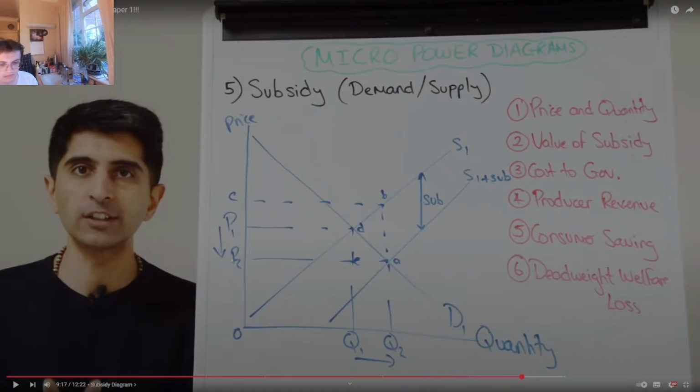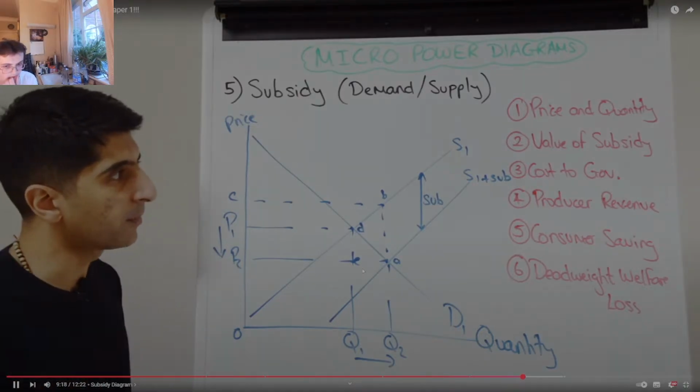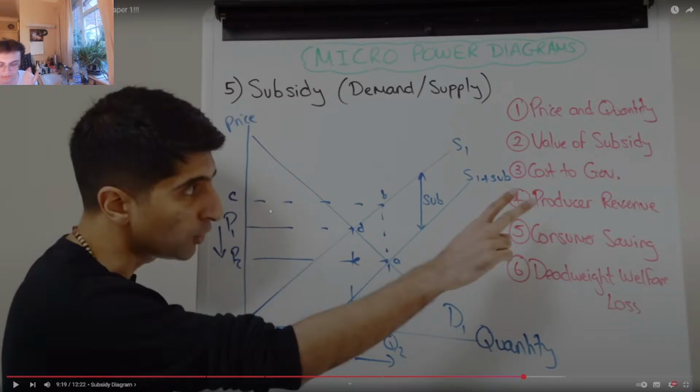P2, P2. Right. To the government of the subsidy. The producer, CBA P2. Oh, right. Okay.